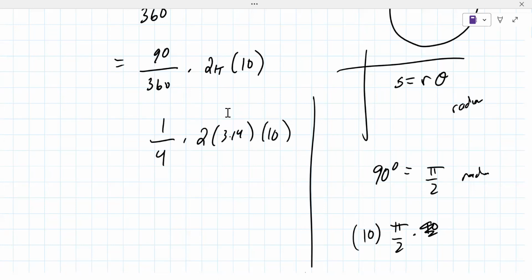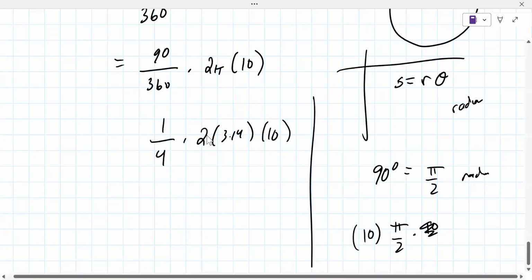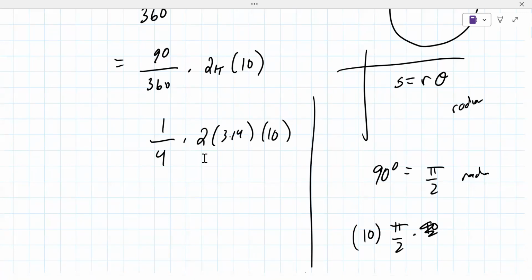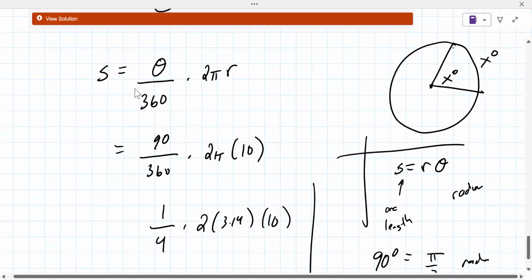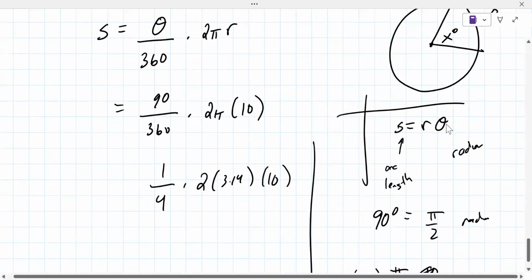So then how would you find the arc length from that? What is the arc length? Both of these are the arc length. S is the arc length. There's not really two formulas, but one is if it's in degrees and one is if it's in radians. They always give you the one in radians because it's cleaner, but most of the time the angle is measured in degrees.